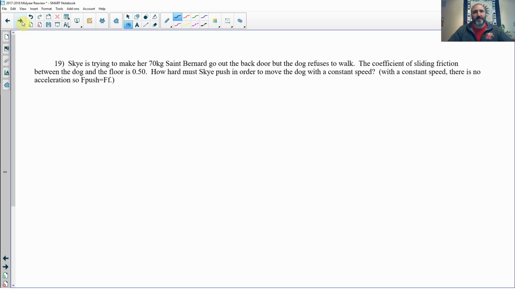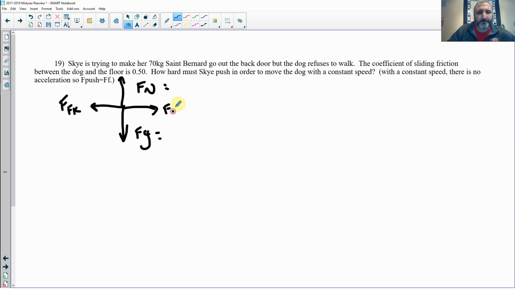This guy is trying to make her 70 kilogram St. Bernard go out the back door. Dog uses it to walk. Coefficient of friction between the dog and the floor is 0.5. How hard must the guy push the dog in order to get it to go with constant speed? So again, we got a 70 kilogram St. Bernard. Forces Fn, Fg. And we need the applied force to be exactly equal to the kinetic friction.